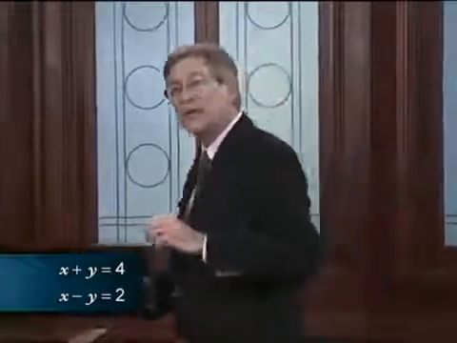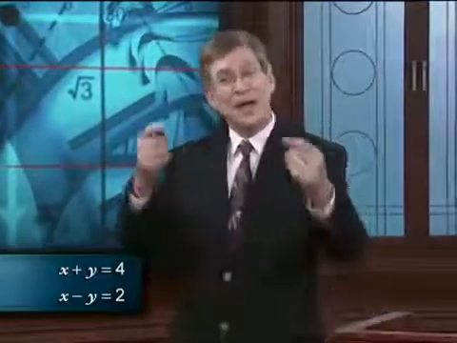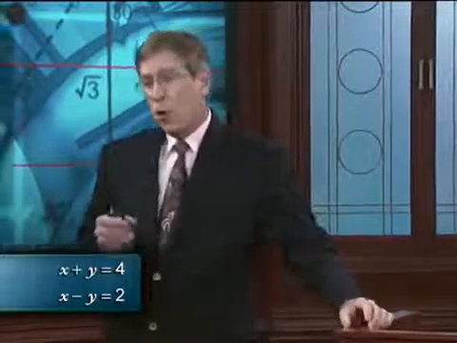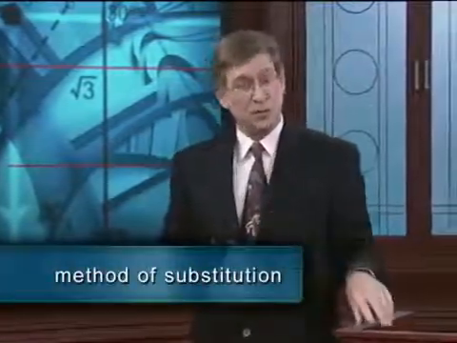Now, there are lots of ways of solving such systems. You might notice right away that if you were to add these 2 equations together, you would immediately eliminate the y variable, wouldn't you? And you would have 2x equals 6, which means x is 3, and then using that value, you could find the y value. Or you could do what we like to call method of substitution, which I'll show you in a minute.